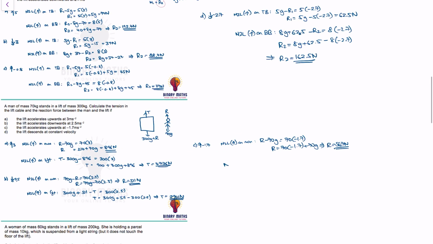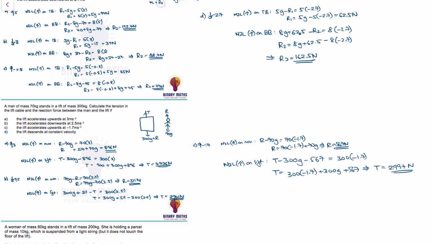Now if we apply Newton's second law vertically on the lift, which is traveling up, T take away 300g take away R, which is 567, must be equal to 300 times negative 1.7. When you rearrange it, T must be equal to 300 times negative 1.7 plus 300g plus 567, which implies T is equal to 2997 newtons.